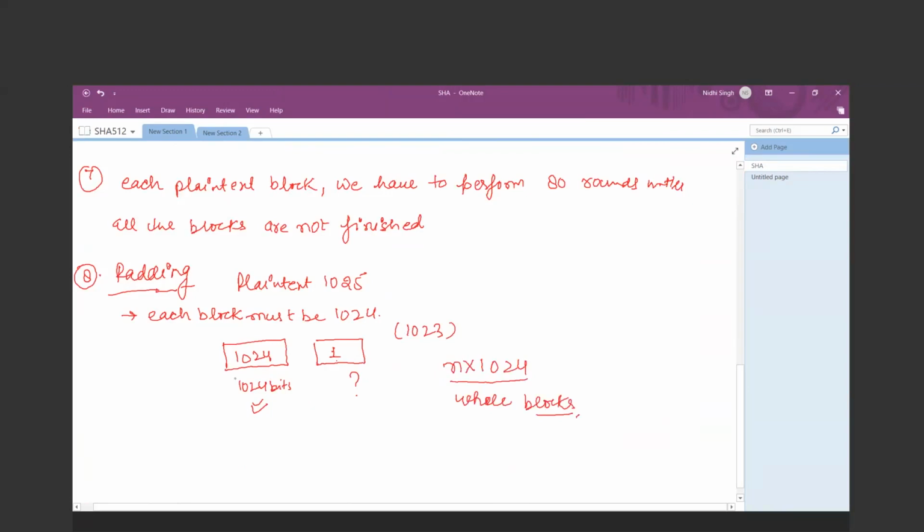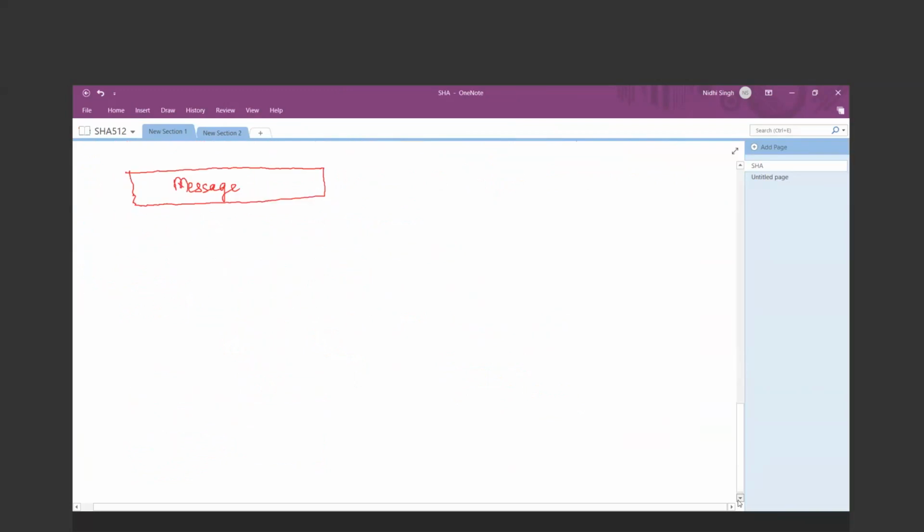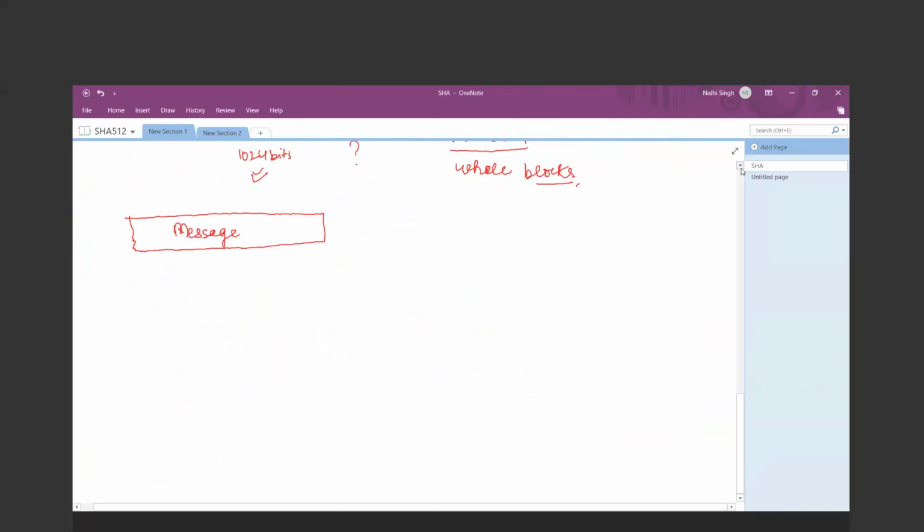But there is some restriction over there in the padding. So what is that restriction? Actually, in the SHA standard, suppose this is your message, and suppose your message is L bits, capital L bits.